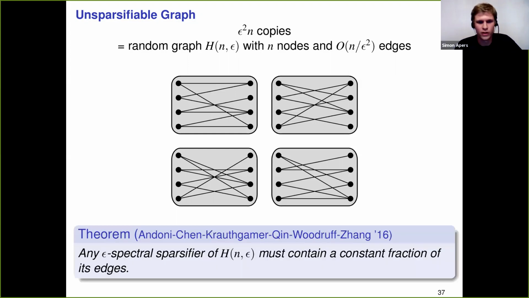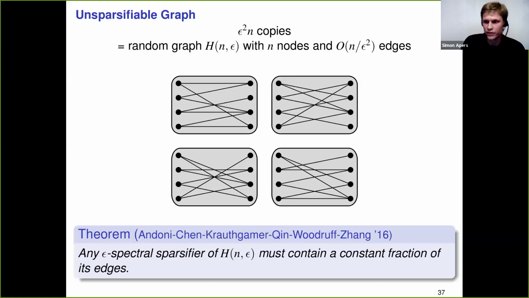And then we can use the following result, which was proven in 2016 by Andoni, Chen, Krauthgamer, Qin, Woodruff, and Zhang. They proved that any epsilon spectral sparsifier of this random graph must contain a constant fraction of its edges. So basically, this graph cannot be further sparsified. The reason they proved that is they wanted to prove a space lower bound on spectral sparsification. This result basically shows that an epsilon spectral sparsifier, in the worst case, requires n over epsilon squared edges. So they proved this result to prove a lower bound on space complexity. We use it in a slightly different way.